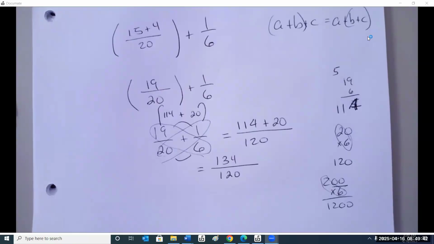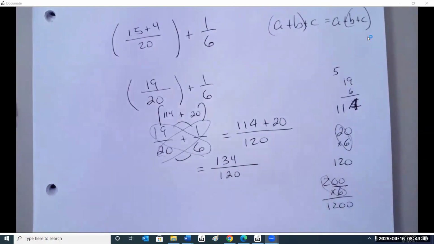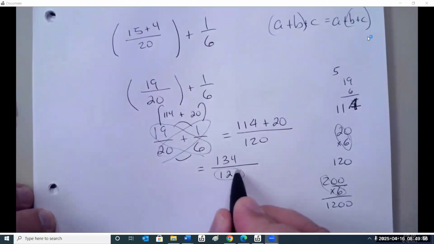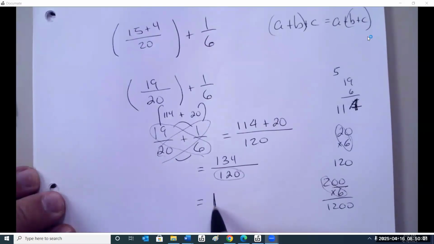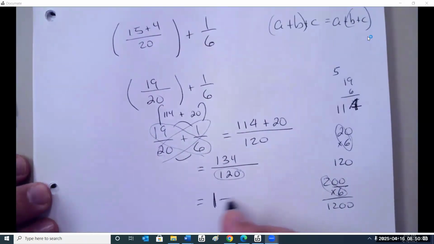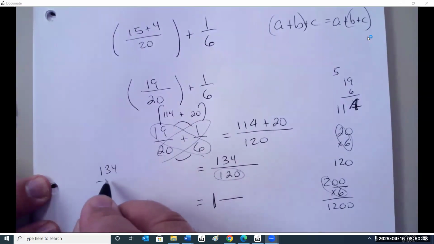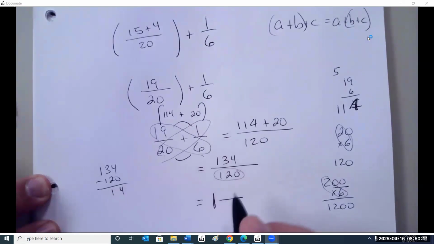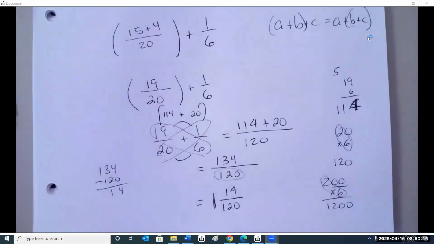What do we do next? Simplify. Since it's an improper fraction, so that tells us what? The bigger number's on top. So how many times does 120 fit into 134? It fits in there one time. With how many left over? So we have 134 minus 120. It's 14 left over 120.